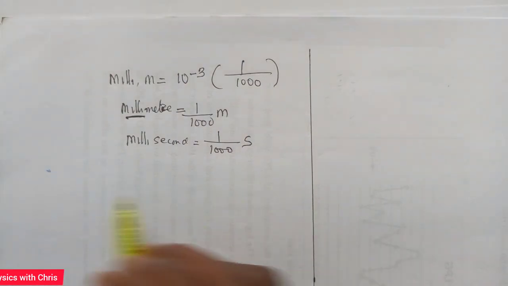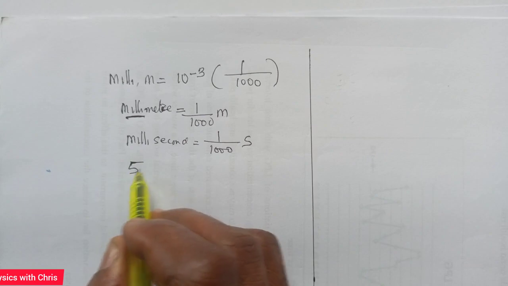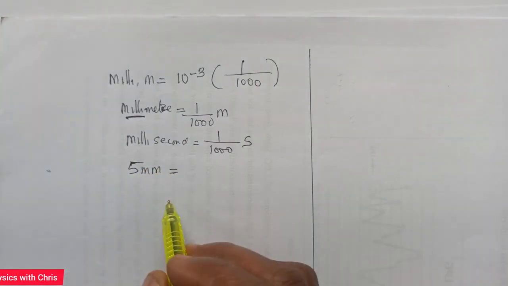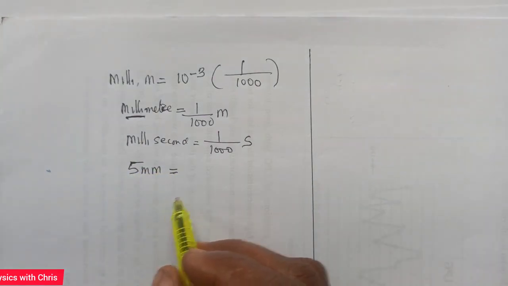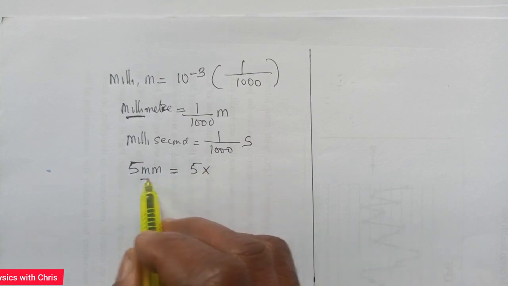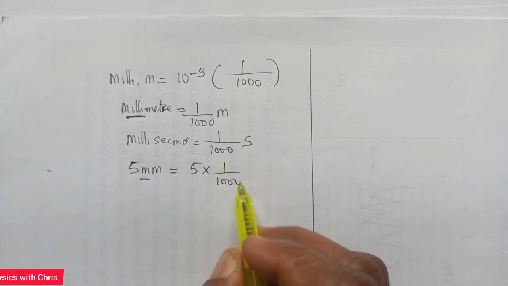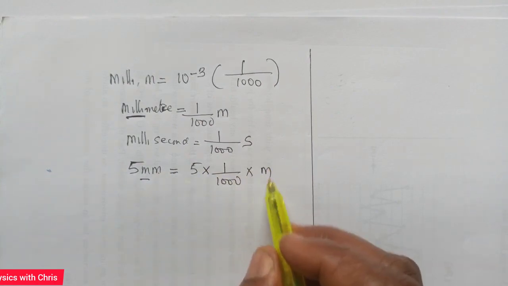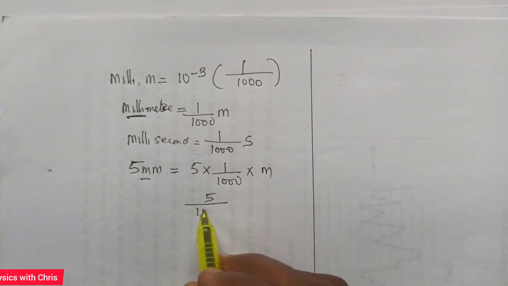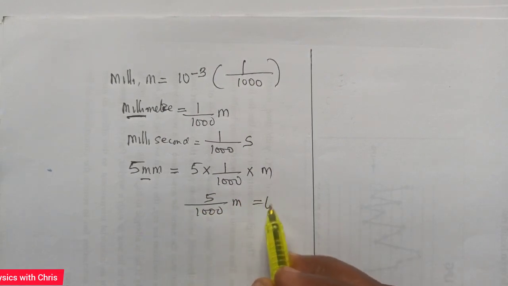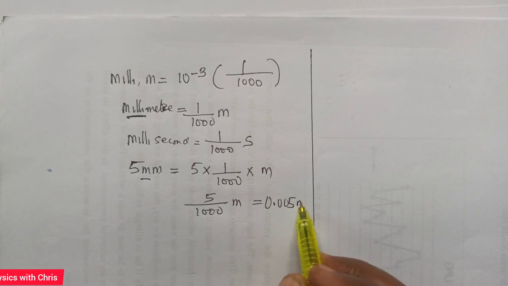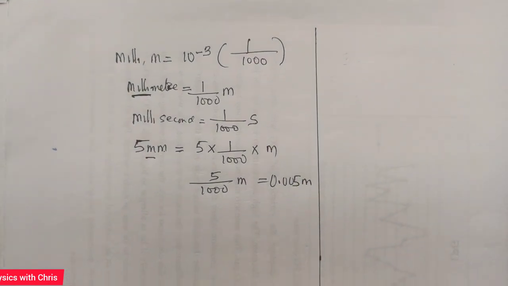Okay, so quickly now, it's the same if I have 5 millimeter, for instance, and I want to change that to meter. You have to convert this to meter. You have 5 times this m, which is 1 over 1000, times this m, which is the meter. So that gives you 5 over 1000 meter. That gives you 0.005 meter. So that's how to change that to meter.